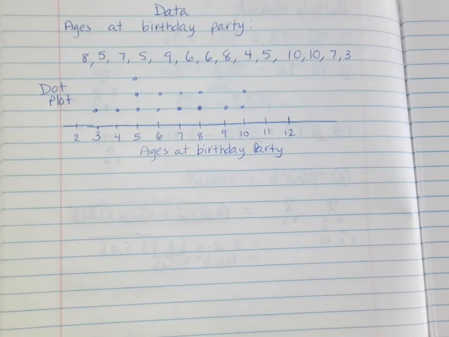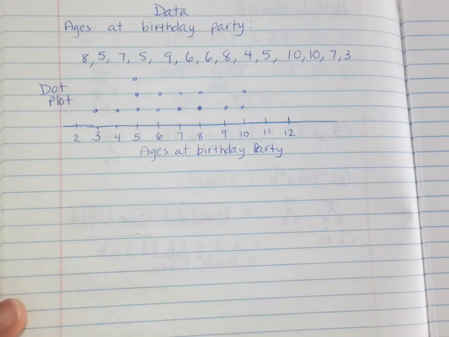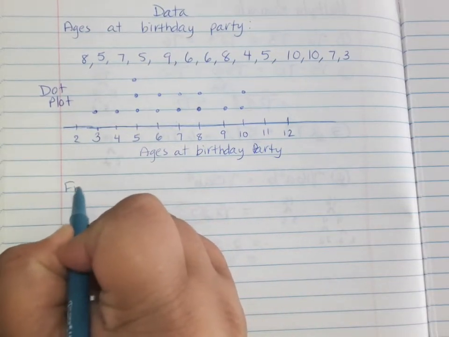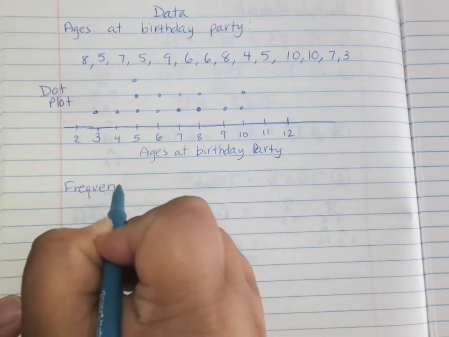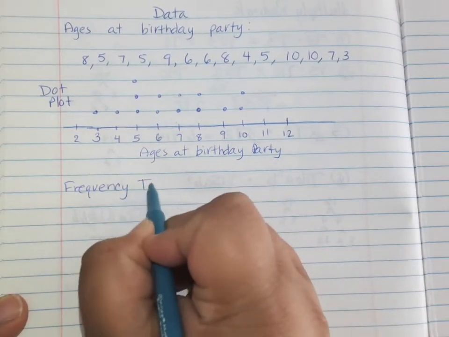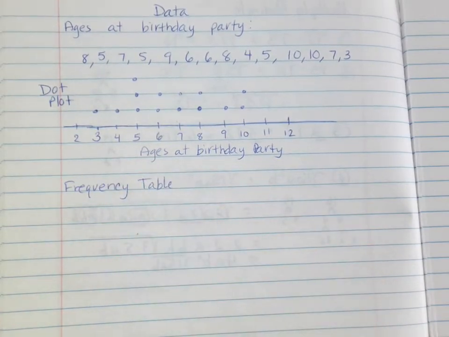Okay, so the next thing we're going to talk about is a histogram and frequency table. So let's talk about the frequency table first. Frequency means how often something happens. Like, I frequently go to work in tennis shoes, meaning that happens a lot.